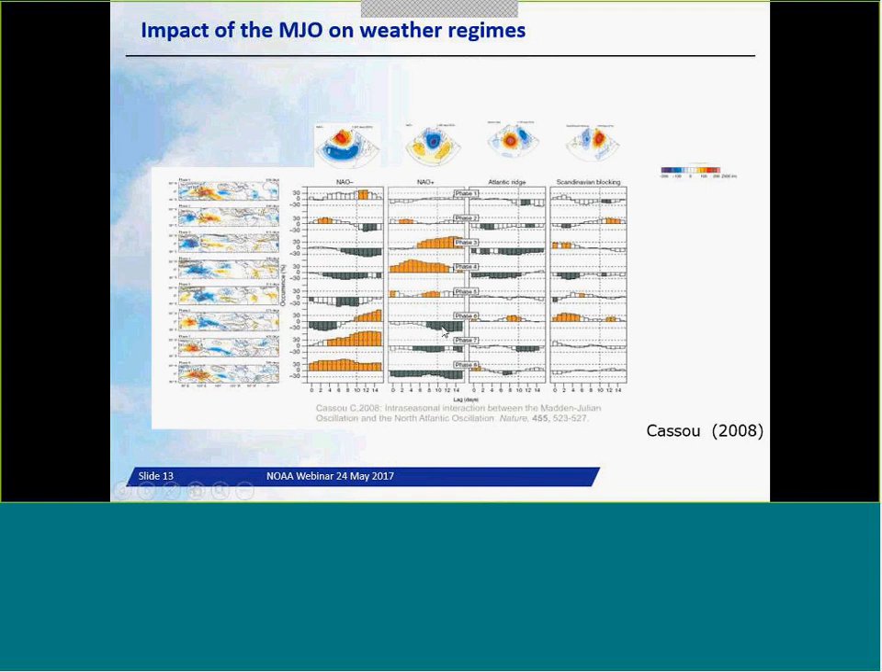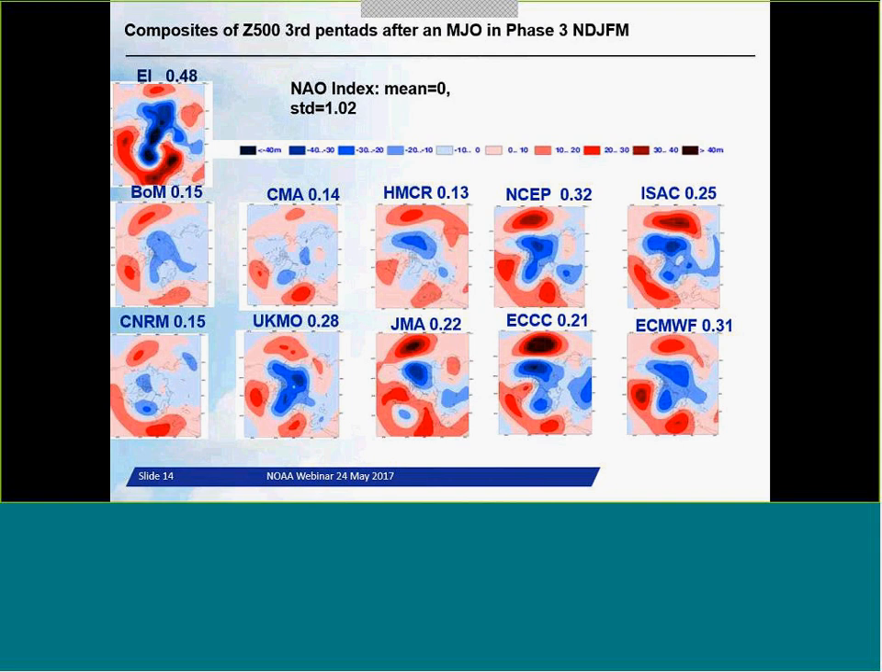So the question is, can the model reproduce this impact? To do that, we produce a composite. We look here at a composite of Z500 anomalies, the third pentad, so between day 10 and 14, after an MJO in phase 3 for the extended winter, November to March. The top left panel represents the Z500 anomalies from ERA-Interim. North America is on the left, Europe is here, and we get a strong positive NAO signal. And this is what we get from the 10 S2S models.